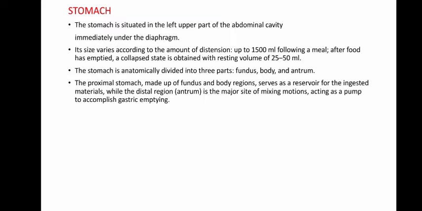The proximal stomach is made up of fundus and body regions. Proximal means the point of attachment where the stomach is attached to the esophagus. It serves as a reservoir for the ingested material, while the distal region, that is antrum, is the major site of mixing motions, which act as a pump to accomplish gastric emptying.